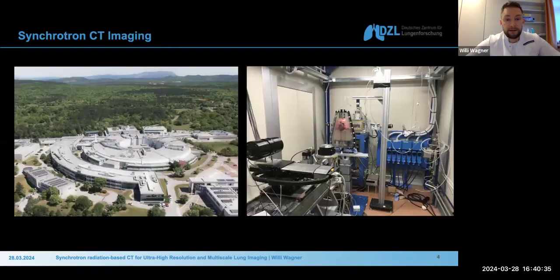So let's start with the integrative part. And here I want to introduce to you which facility we are cooperating with. It's the Elettra synchrotron in Italy, quite old already, but a lot of expertise there and a lot of flexibility also when it comes to planning and conducting experiments.